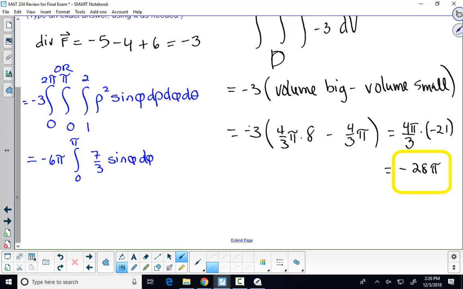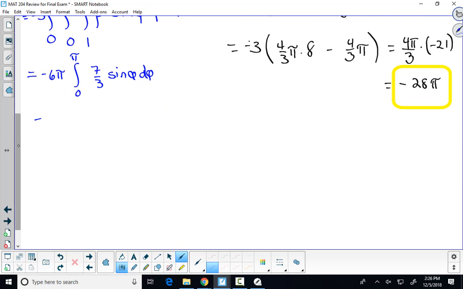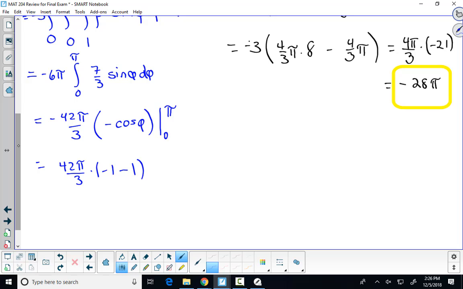And let's see, hopefully we get the same thing. Minus 42 pi over 3. We integrate and we get negative cosine of phi from 0 to pi. Becomes positive 42 pi over 3 multiplied by, okay, that minus is now gone. Cosine of pi, negative 1, minus cosine of 0, which is 1.